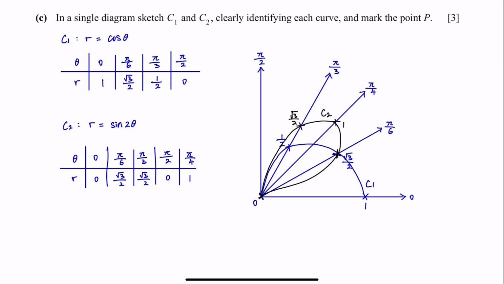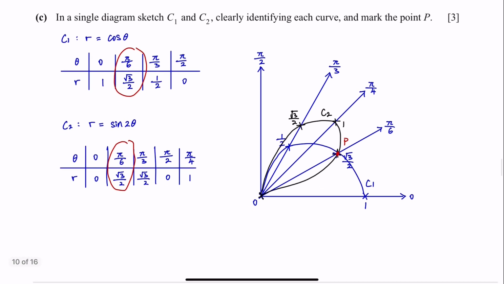And we need to identify point P. Point P is where they intersect. So this should be point P. As you can see, when theta is pi over 6, r is sec 3 over 2 for both graphs. So this would be P.